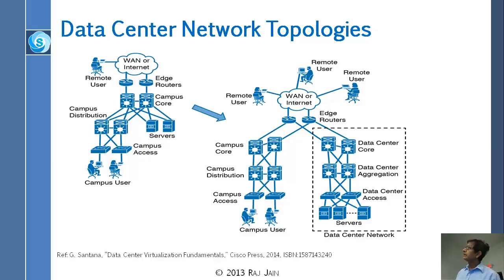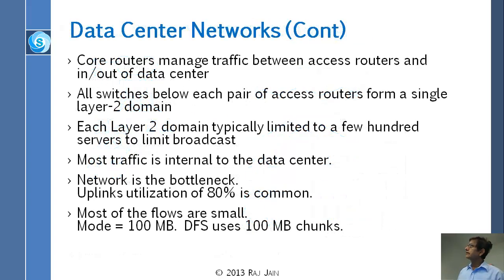This and all the switches below the aggregation switches form a layer 2 domain, because there is no layer 3 here. This whole thing is one layer 2 domain. As long as you don't go to the router, everything is one broadcast domain. And it consists of several hundred servers. Most traffic is internal, and the network is the bottleneck, etc. remains as before. All right.